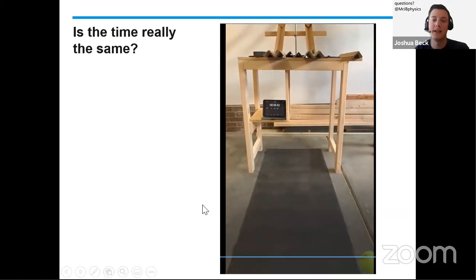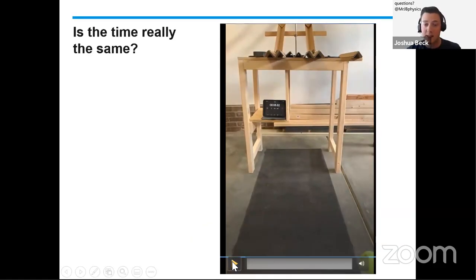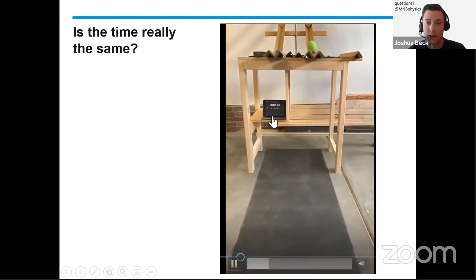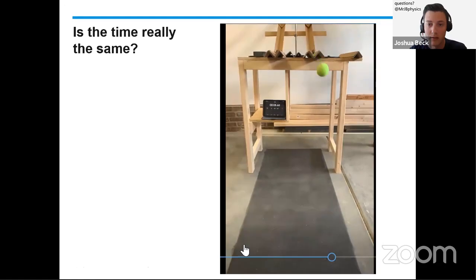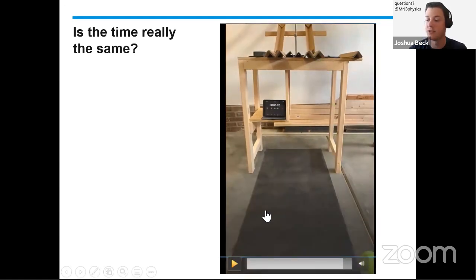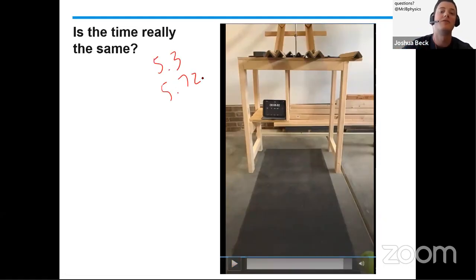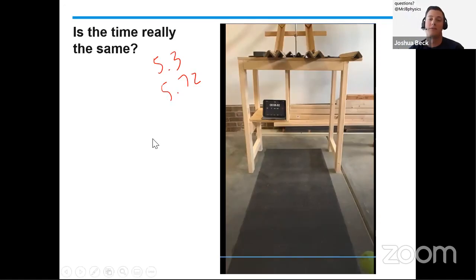Okay, you can see it's landing further away. It's got a horizontal component to it. Now, if you look, this thing leaves the table. If you look at the timer right here, start this over. This thing's going to leave the table at about 5.3 seconds. Boom, it's off. And then boom, it lands at about 5.72. So we're going from 5.3 to 5.72. You can see that the time interval is basically the same. It's about 4 to 4.5-ish seconds for this thing to fall.